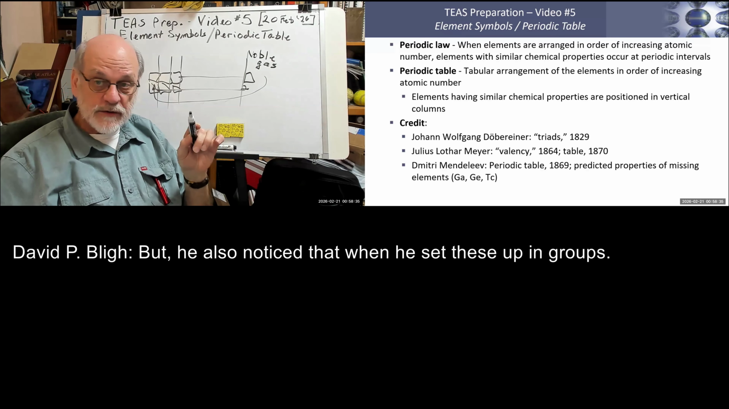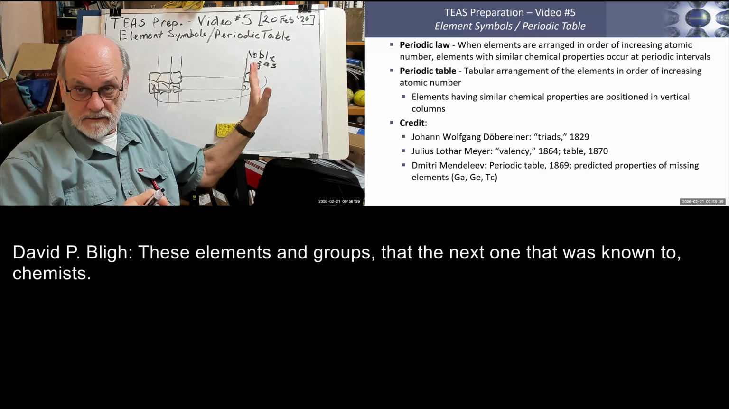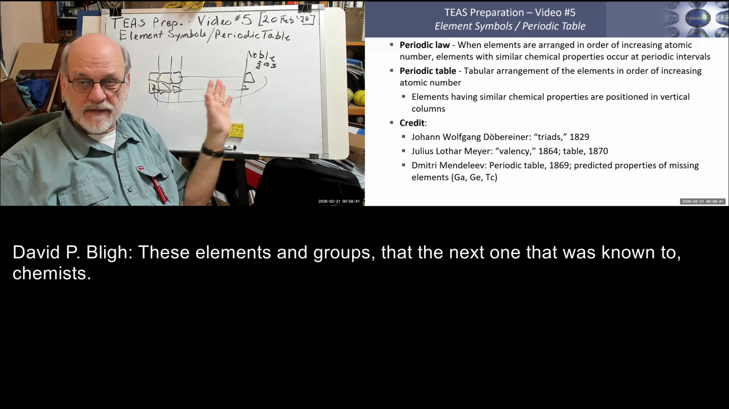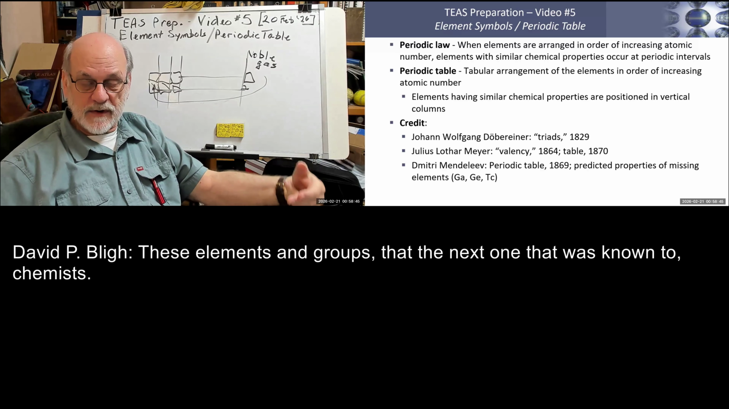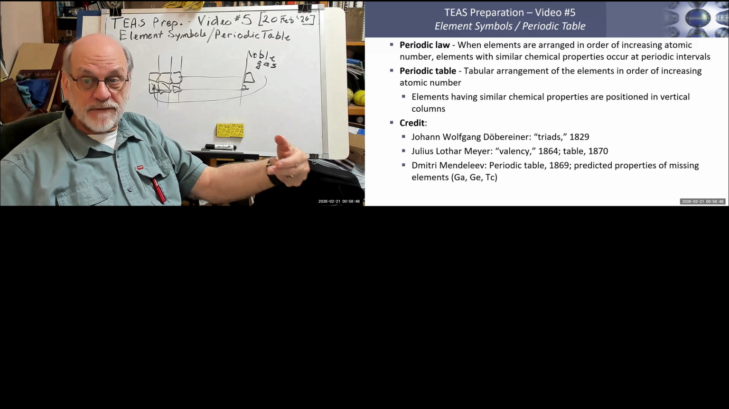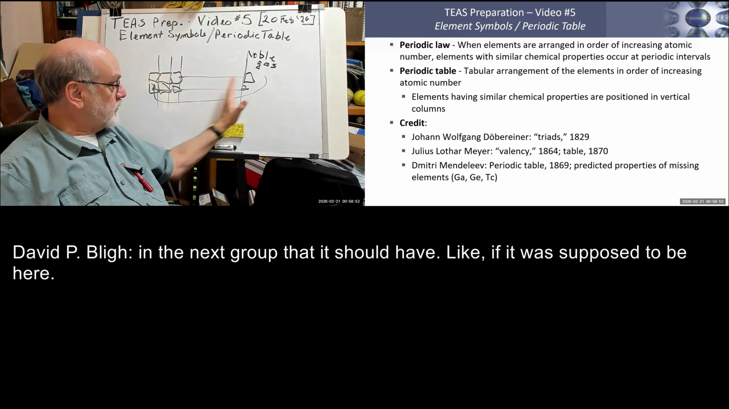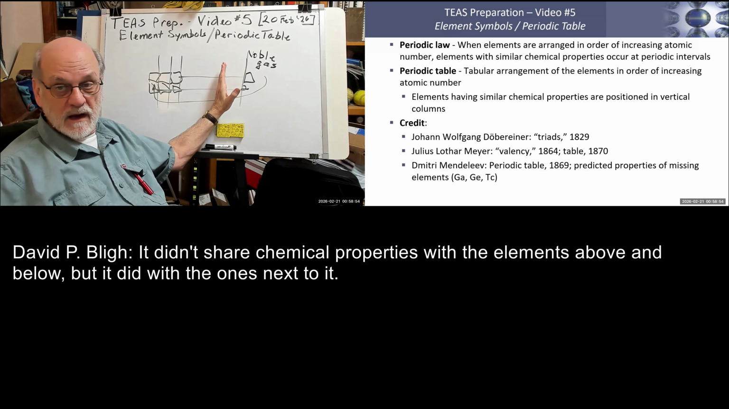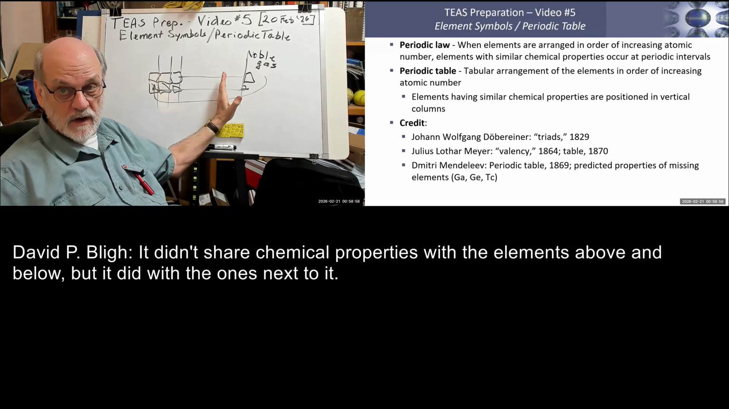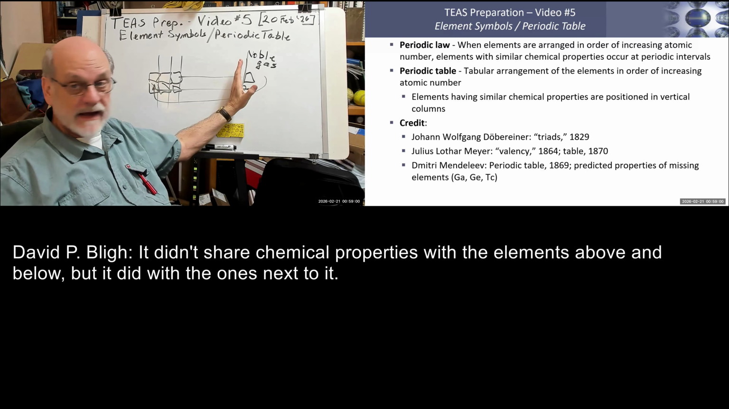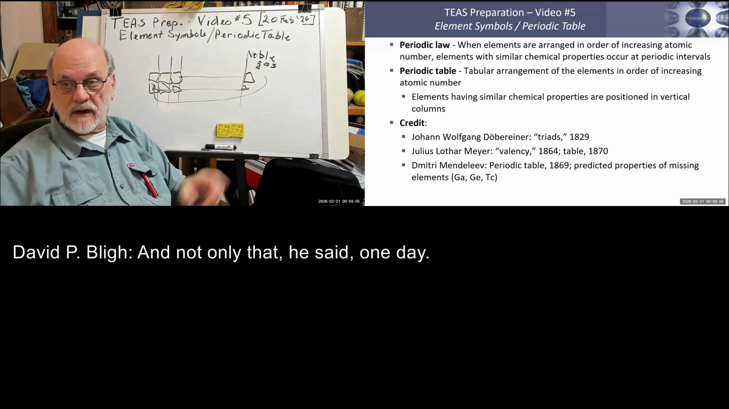But he also noticed that when he set these elements up in groups, the next one that was known to chemists didn't fit in the next group that it should have. Like if it was supposed to be here, it didn't share chemical properties with the elements above and below, but it did with the ones next to it. So he just moved it over one and left a blank.